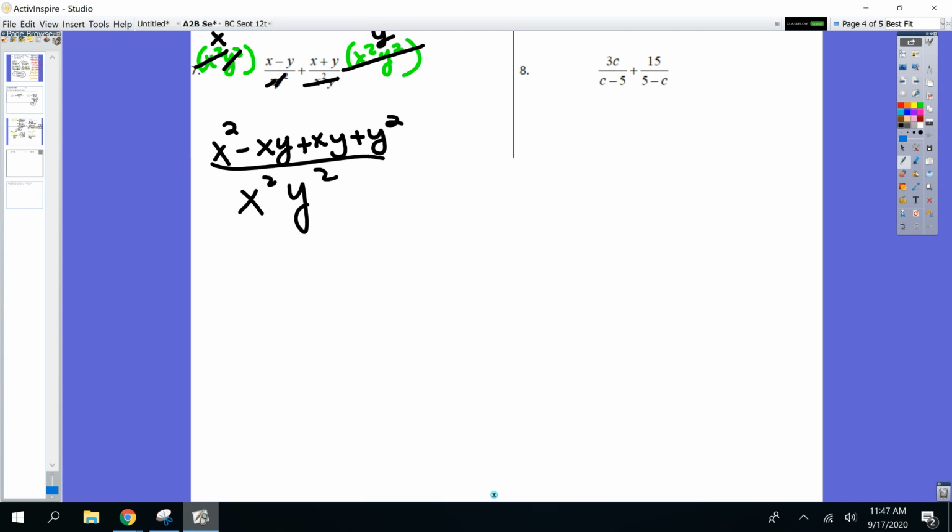You can cross out x squared and y squared. These? Relax. I don't even want you to factor. I want you to look at the top. Oh, can you see two like terms? xy. Everyone see? Cancel them out. So you're left with x squared plus y squared. X squared, y squared. Oh boy.